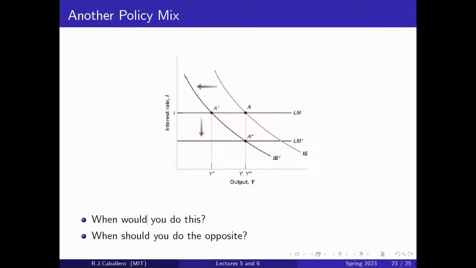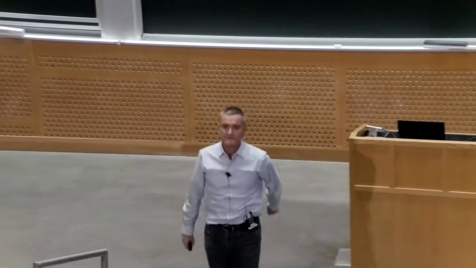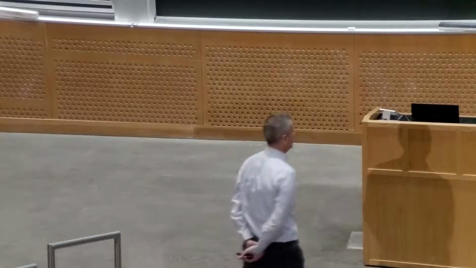So what is that? LM going down, that's expansion in monetary policy. IS going to the left, that's contractionary fiscal policy. Okay? So when do you think you would do such a thing? Or countries would engage in things like this again? But if you wanted to reduce government spending, but you wanted to ward off a recession? Exactly. That's exactly the conditions when you want to do this.